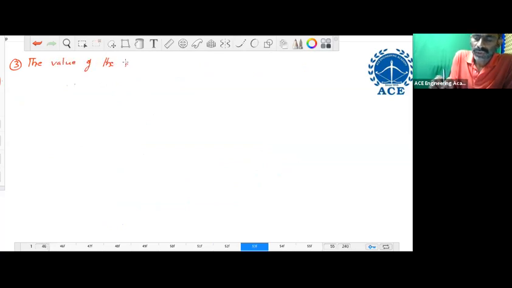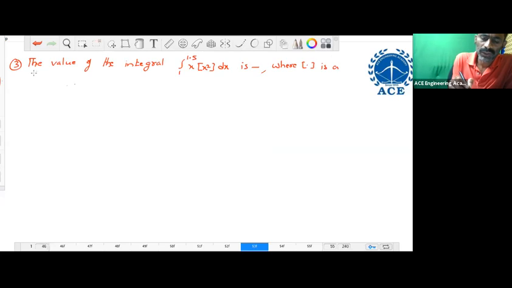The value of the integral from 1 to 1.5 of x into step of x square dx is, where the square brackets denote some function, a step function or bracket function.